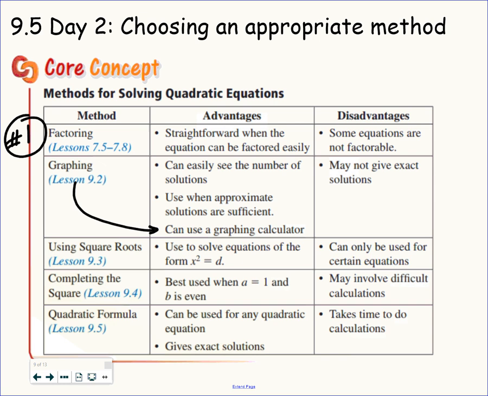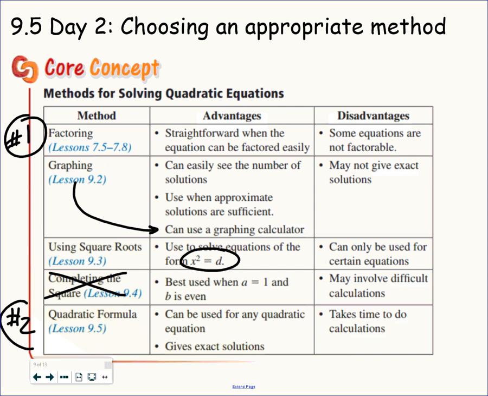Square root property is kind of a technical one. If you basically need an x squared only, like if I see just an x squared, then that would be the method that I would go with. Completing the square is something that we are not going to do right now, so we're going to cross that one off.